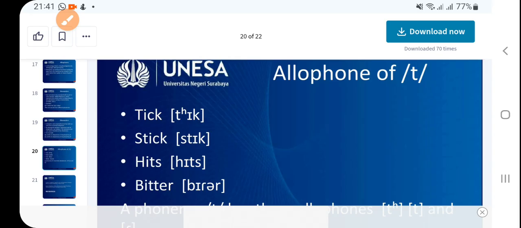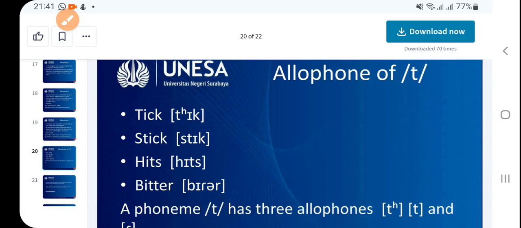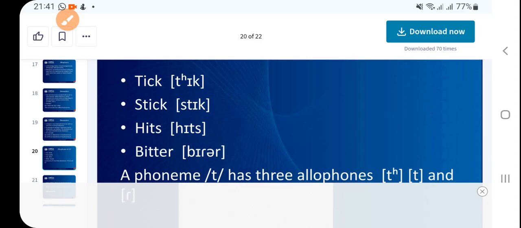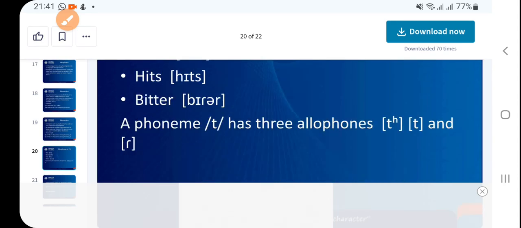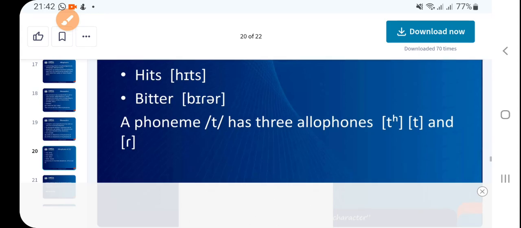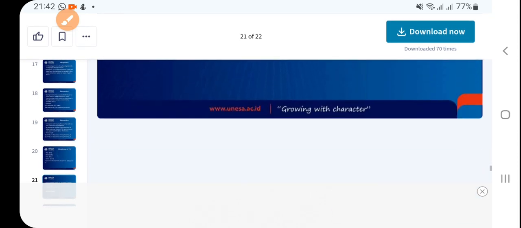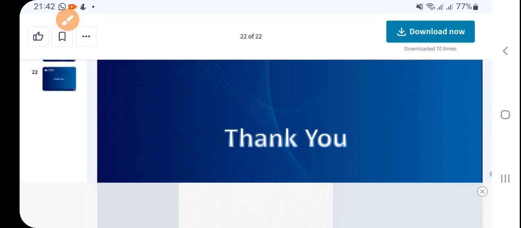Allophones of T: thick, stick, hits and bitter. All the T sounds are different. The phoneme T has three allophones, T, T and R, as in bitter, right? These are the sounds. Now, that is something about this slide. Okay, thank you.